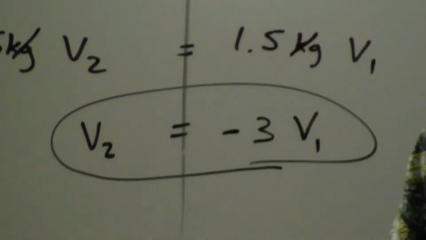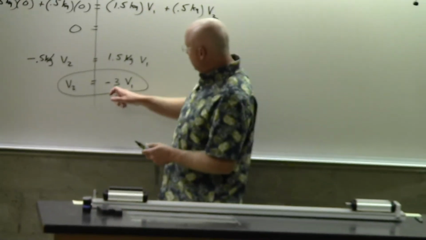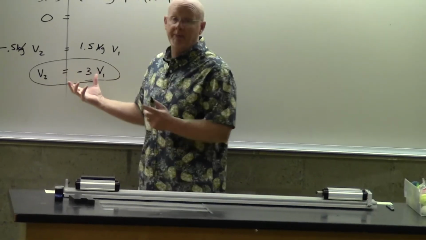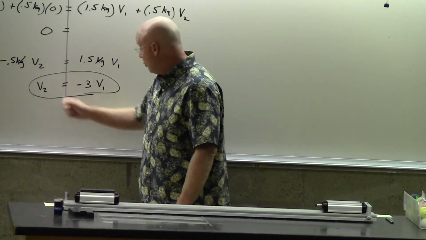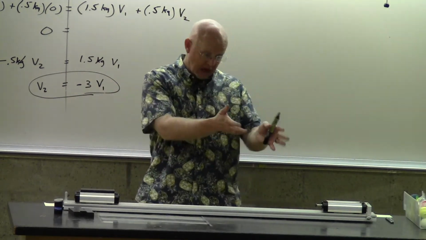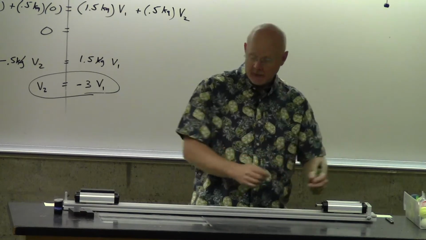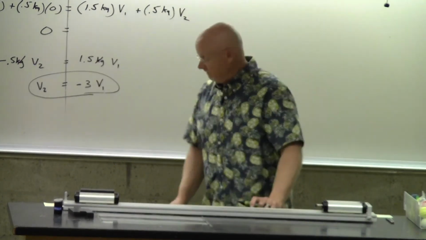It's 3 times bigger. And the third thing we see in this math is that the direction of them are opposite. And that's what the negative is saying. So the speed of number 2 is the negative of number 1. And so this second one goes in the positive direction, but the first one here goes in the negative direction.